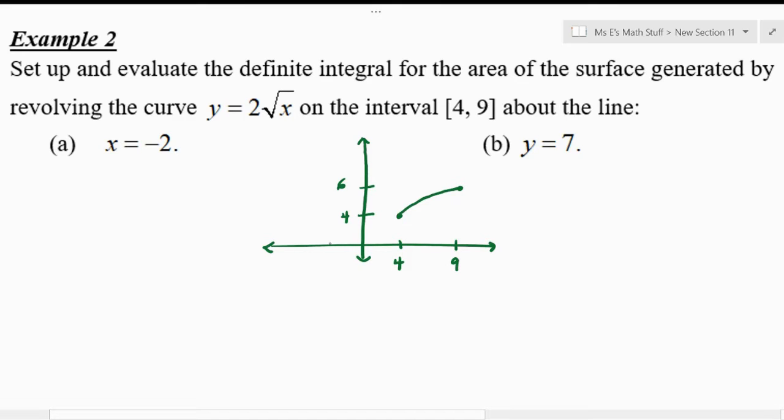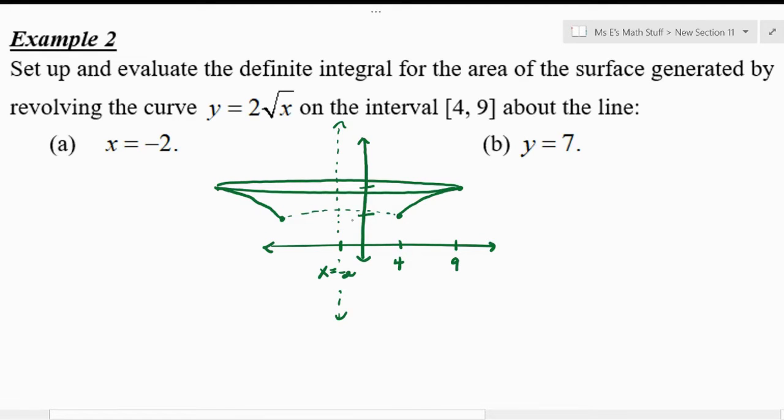Now if we're revolving it around the line x equals -2, I'm going to take these numbers off real quick. It looks like I've got about 6 units there. Okay, my friends, so here's the surface that I'm trying to find the area of.